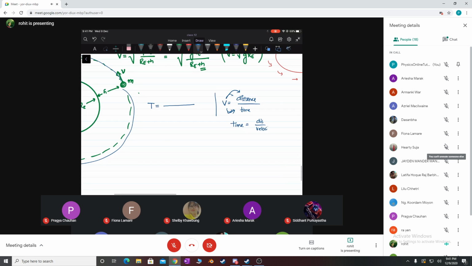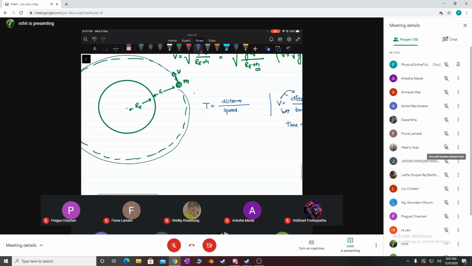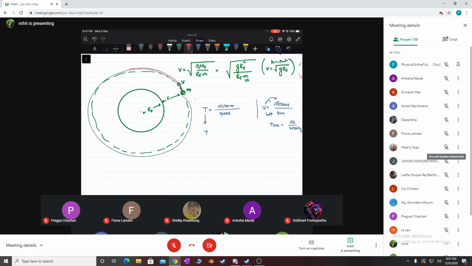So I'm going to write here some distance, and divide by velocity or the speed. Now you guys tell me, see. This capital T is a very specific time. It's the time taken to cover one round. In one round, how much distance does the satellite have to cover, guys?